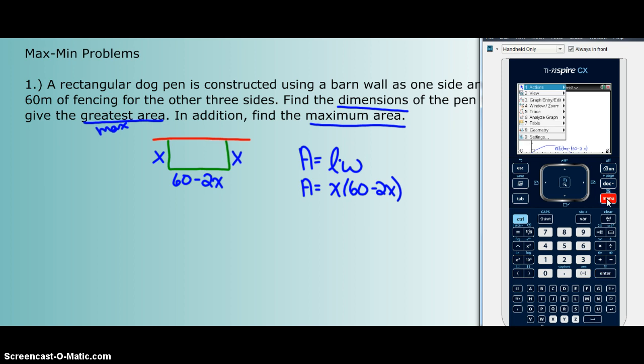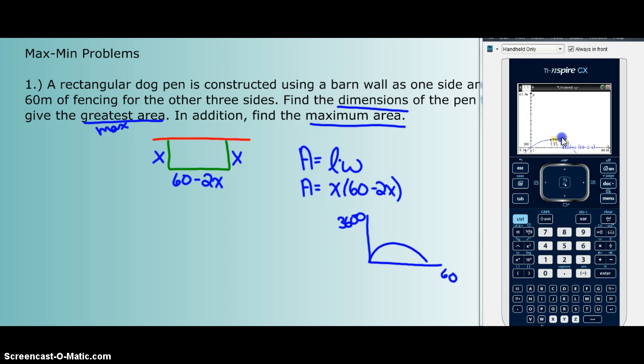So I'm going to hit menu, and I'm going to analyze the graph. I'm going to get the maximum. So I just bring the lower bound, bring the upper bound, try again here. So let's see. And we can see we have a maximum at 15, 450. So you're going to go ahead and sketch that. You want to label how big your window was. Draw a sketch of the graph.